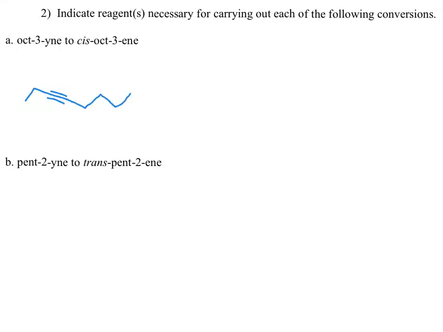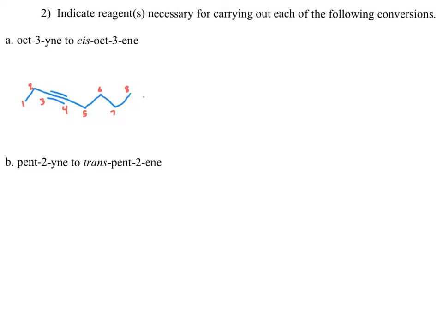We need an 8-carbon chain, and in that chain we need our carbon-carbon triple bond between positions 3 and 4, since we're calling this oct-3-yne, or 3-octyne. And then I went ahead and numbered my carbon atoms there. I'm going to erase that extra carbon that I had plugged in. And we're trying to convert this into cis-oct-3-ene.